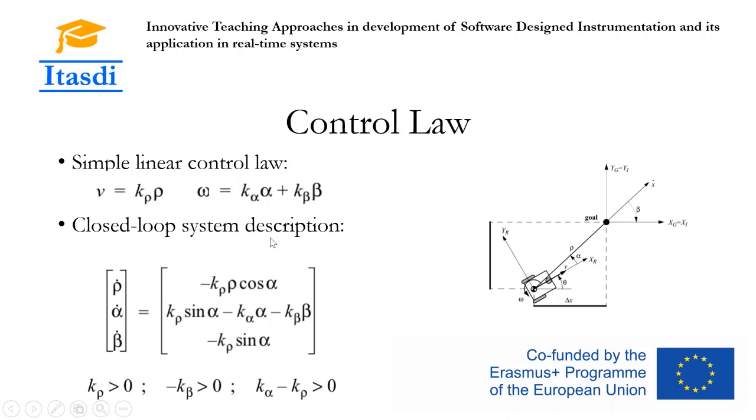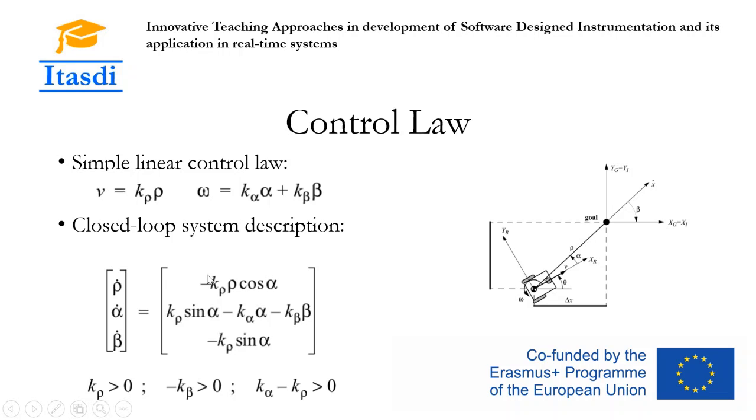And the closed loop system can be described by this system here, and the parameters k rho, k alpha, and k beta will need to satisfy these equations in order to have local stability of this system.